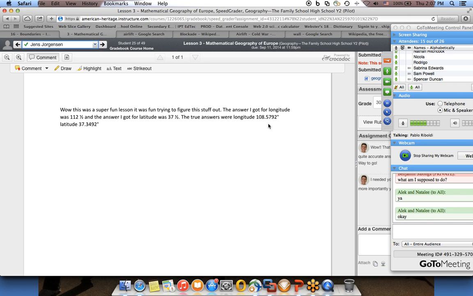Latitude is much harder to measure accurately. It's not easy.